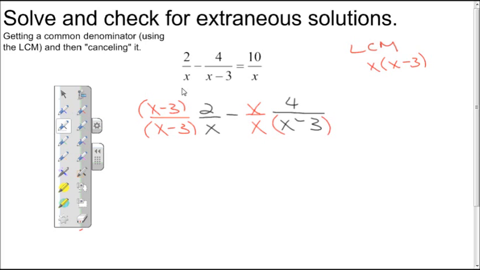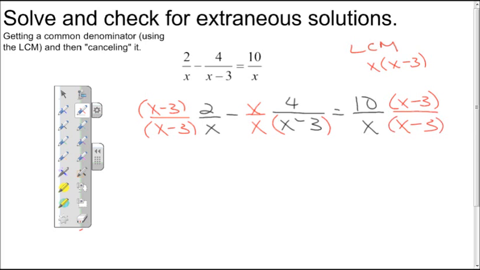And then on the right side of the equation, again, where we see it has the x, but not the x minus 3, we're going to multiply in the x minus 3. The order that you write these doesn't particularly matter. So, I'll write the expression 10 over x, and then x minus 3 over x minus 3.